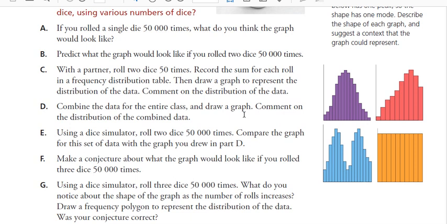1, a 6 and a 6. How many options do we have for 2? 1, a 1 and a 1, right? And so there's not a lot of chances that you would get those sums, but there are quite a bit more chance that you would get the sums in the middle. So it actually is this one right here, okay?